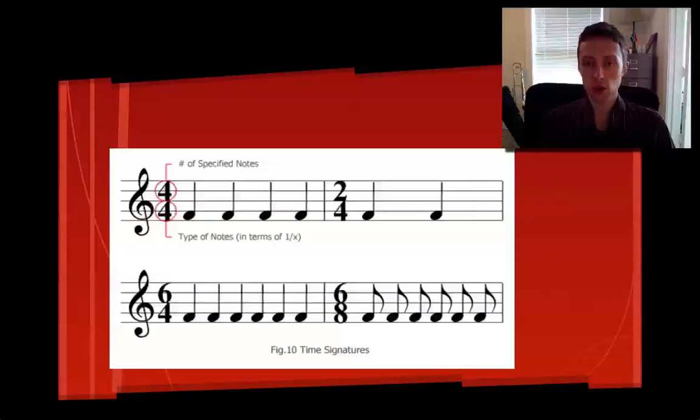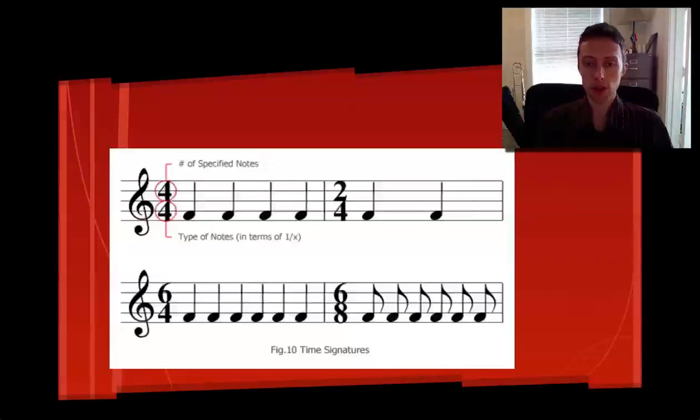In the next measure over, notice we have a 2 over 4. That means we have 2 quarter notes. So the top number tells us the number of notes, which would be 2, and then the bottom number tells us that it's going to be quarter notes. And then after that we have 6, 4. So that means there are going to be 6 quarter notes. The top number tells us the number of notes. The bottom number again tells us what kind of note it's going to be.